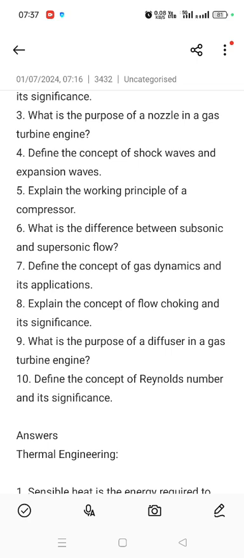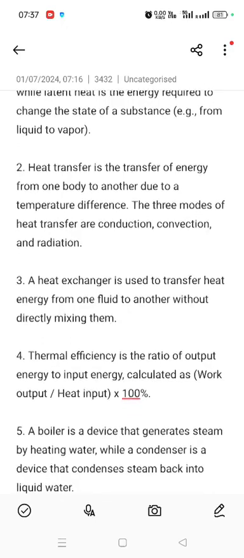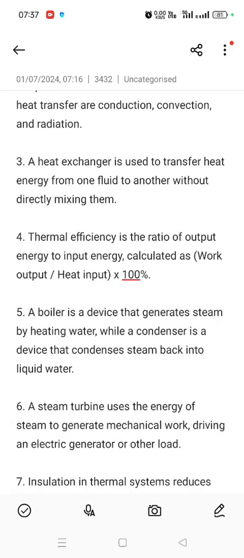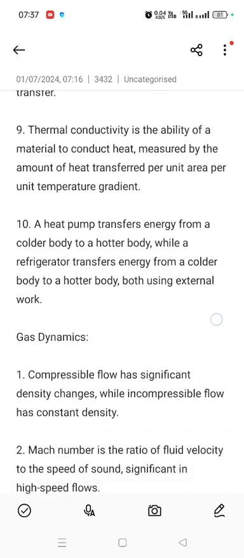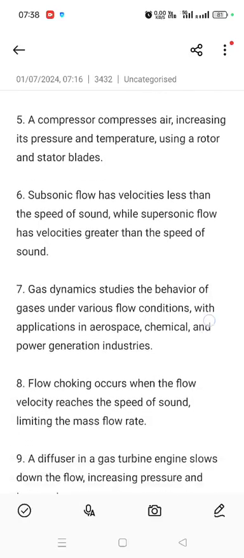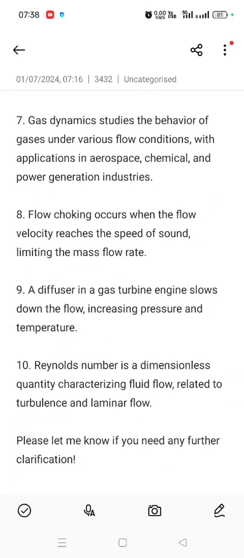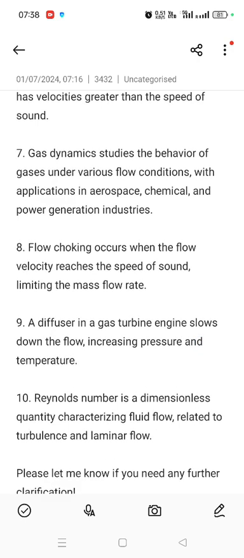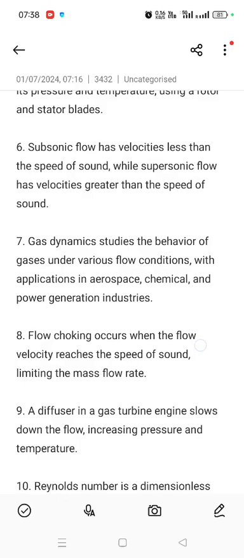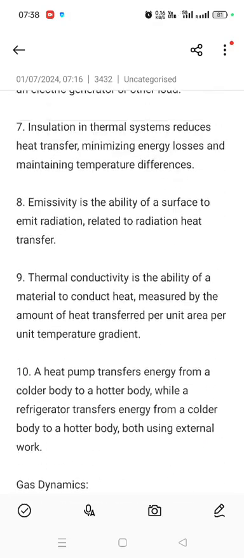Define the concept of gas dynamics and its applications. It is basically used in airplanes. Gas dynamics studies the behavior of gases under various flow conditions with applications in aerospace, chemical, and power generation industries. Now, next question.